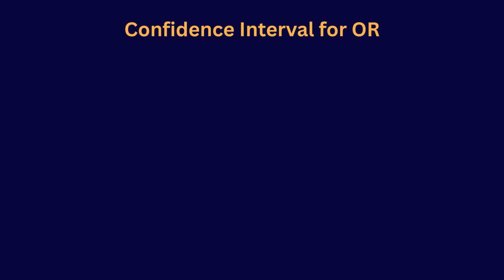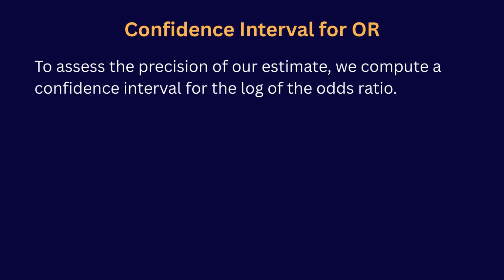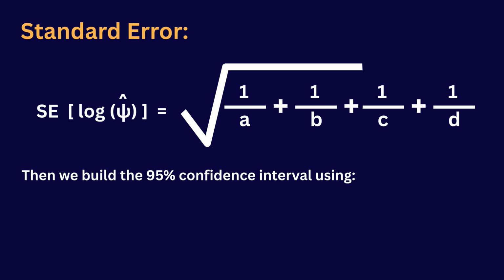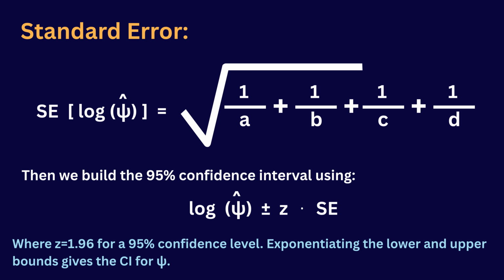Let's see how to get a confidence interval for the odds ratio. To assess the precision of our estimate, we compute a confidence interval for the log of the odds ratio. This is the formula to calculate the standard error. Then we build a 95% confidence interval using log psi hat plus or minus z value multiplied by standard error, where z equals 1.96 for a 95% confidence level. Exponentiating the lower and upper bounds gives the CI for psi.